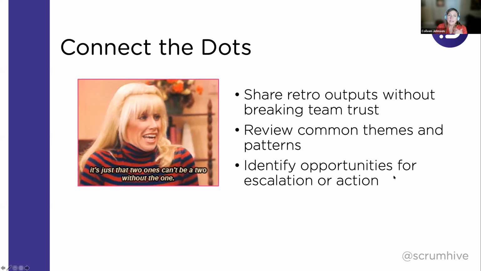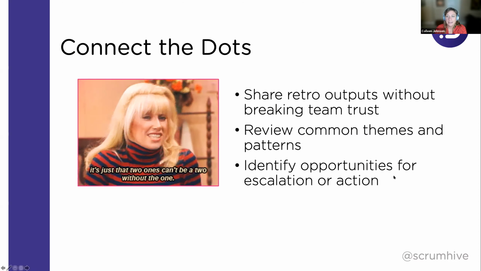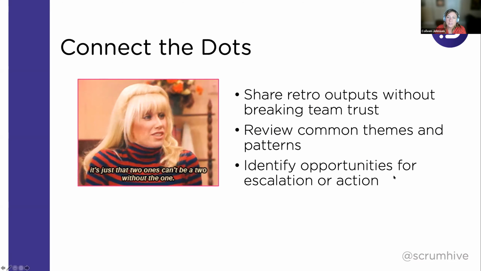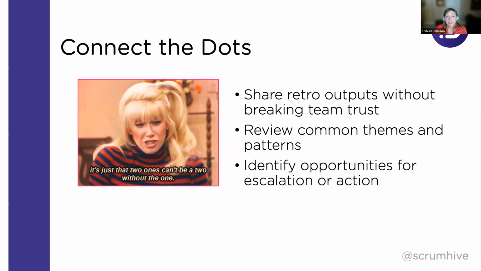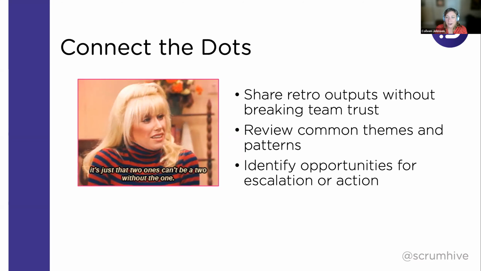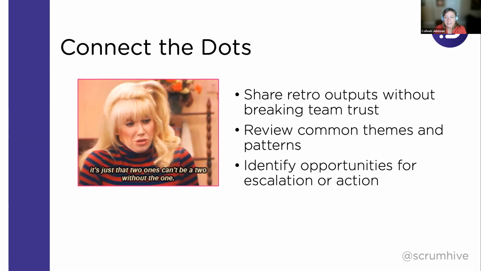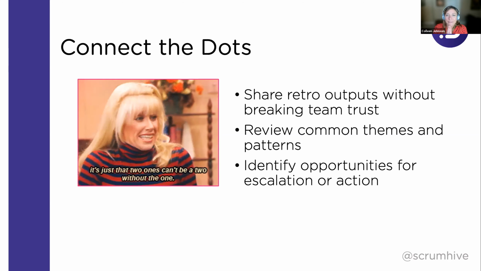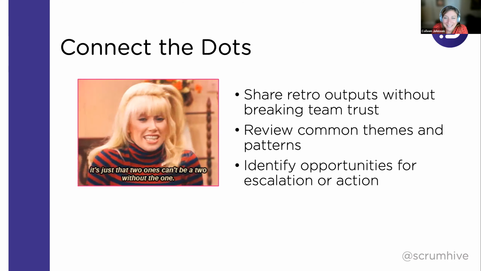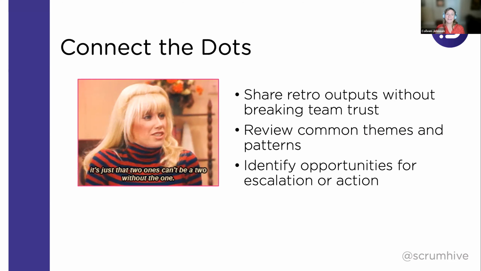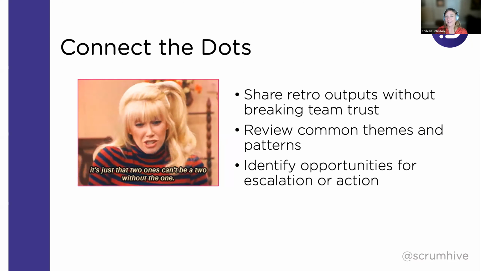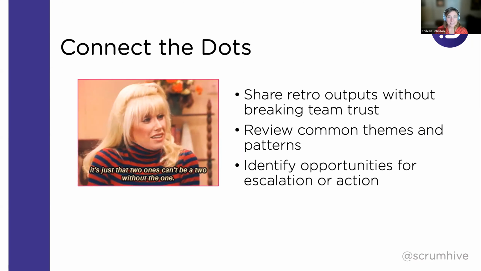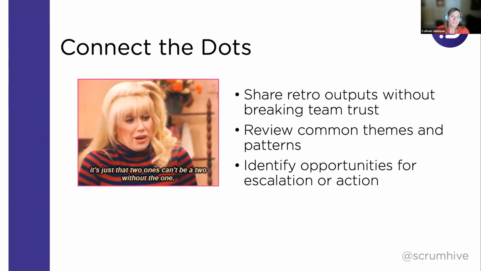So in this case, like I said, we want to start to look at connecting the dots. I think the first piece of this is figuring out how you can start to share your retro output without breaking your team's trust. And I know that this makes all Scrum Masters very, very uncomfortable. I've had a lot of conversations about how do we do this without violating the team's trust. My experience has been: ask them.